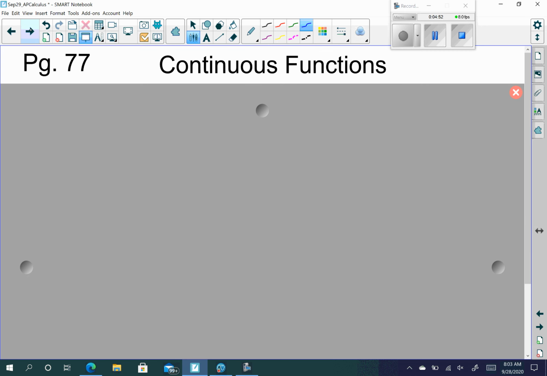All right, so we're still in section 2.3. I had you guys read over some pages, so I just want to emphasize on page 77, there were some statements here for continuous functions, and this is what I started to mention when we looked at the definition of continuity and then the types of discontinuous functions as well.